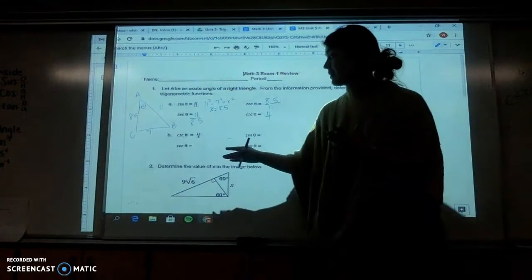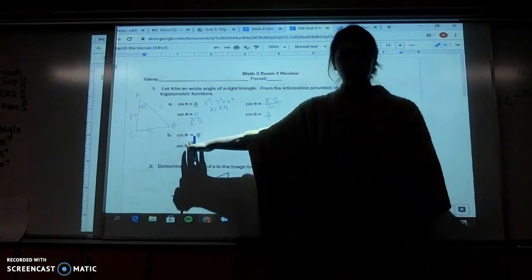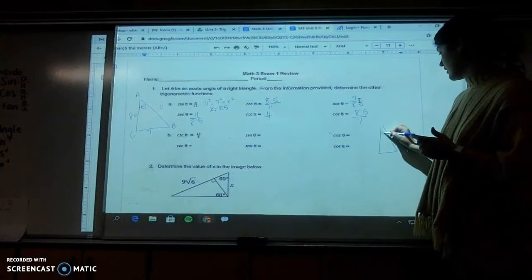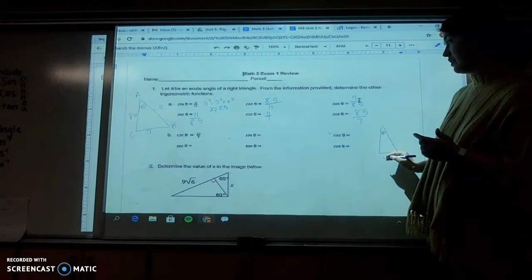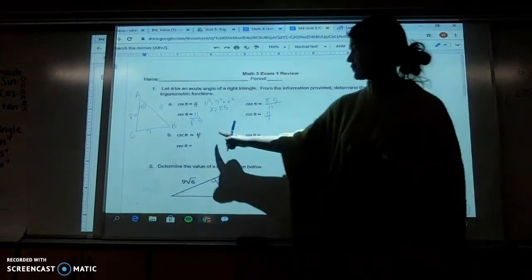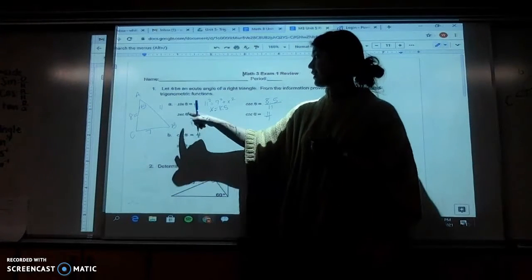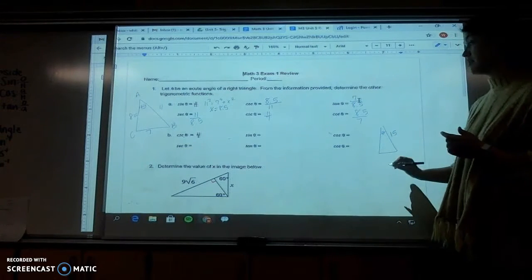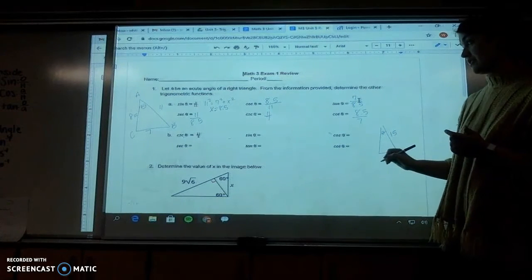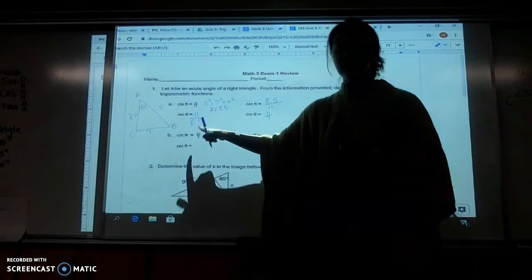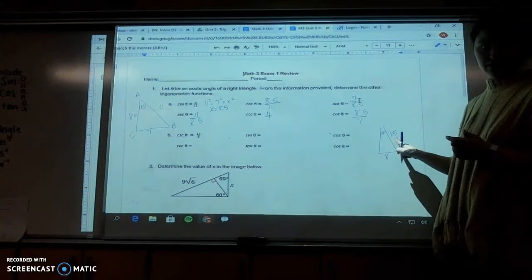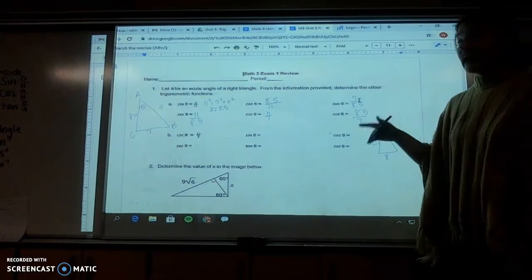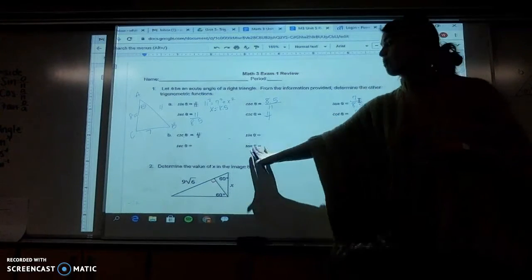So we're going to use that same information but solve for my triangle B. My triangle B, I'm just going to make it over here. I've got my theta, and I know that cosecant is 15 over 8. Cosecant is the reciprocal of sine, so I have 15 as my hypotenuse and 8 as my opposite. So you're going to solve for this side length and do the same stuff that you did up here for part B.